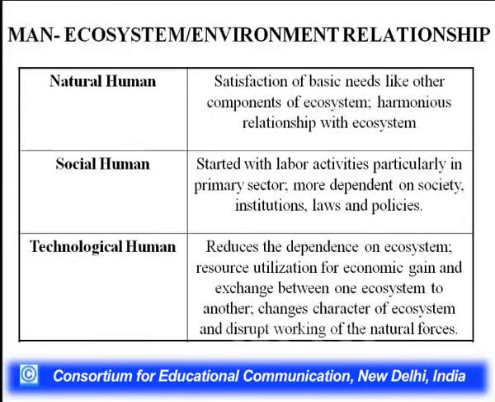And so that is why we should try to understand the human-environment ecosystem interrelationship, natural human. Largely people were satisfying basic needs like other components of the ecosystem. At that time there was a harmonious relationship with the ecosystem. So, in the early part of human civilization, everywhere we were largely the natural man, a natural human. But at present also you can go to the interior tribal area and find very harmonious relationships with nature. Many social communities practice very harmonious relationships with nature.